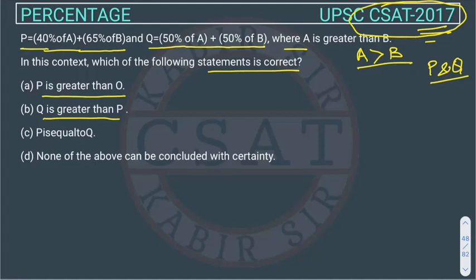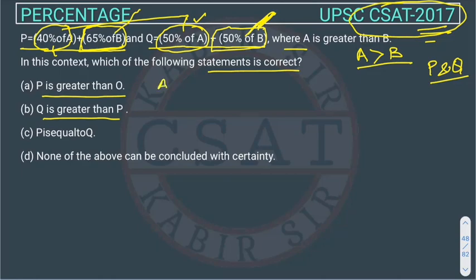See, from this we know that in P we are using 40% of A, and in Q we are using 50% of A. So in this part Q will be greater, but the second part is 65% of B here and 50% of B here. If this had been greater than this, we could have concluded about Q, but now we can't conclude about Q directly. So in these questions, we will consider values of A and B.